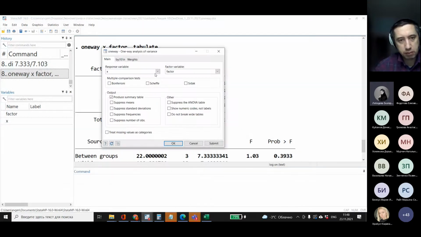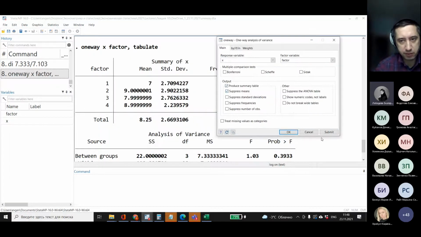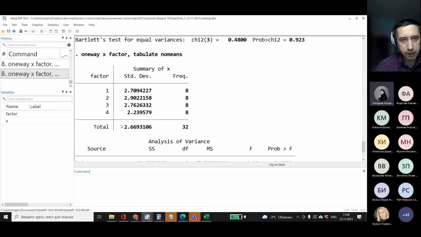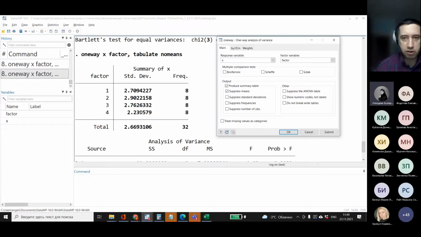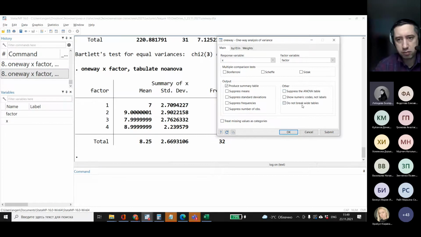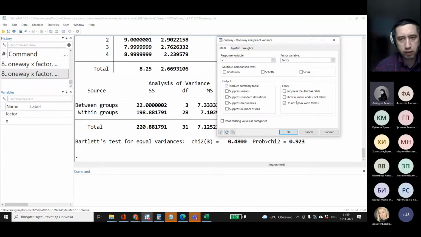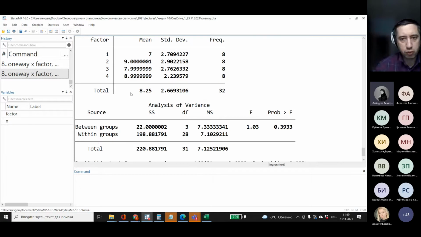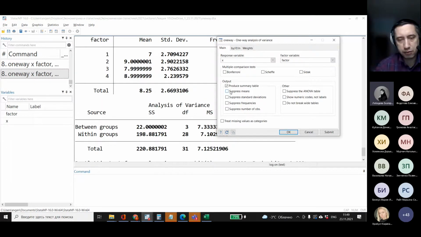Next interesting option, and for sure you can suppress means, standard deviations, and number of observations. What does suppress mean? You can remove, for example, means from your summary statistics. What I suppressed, and Stata published standard deviations only. But to be honest, I rarely suppress something. Also we can remove the ANOVA table. Or we can choose not to break wide tables if our tables are wide, or we can show numeric codes if we have some labels. Usually my recommendation is to always produce the summary table.